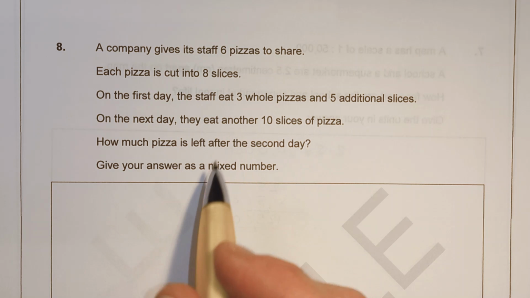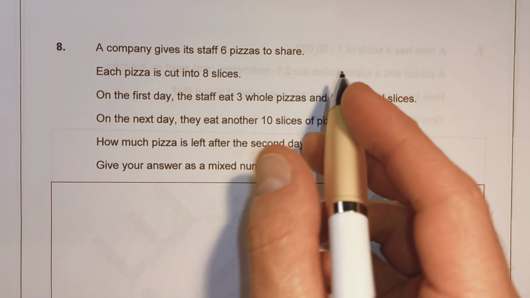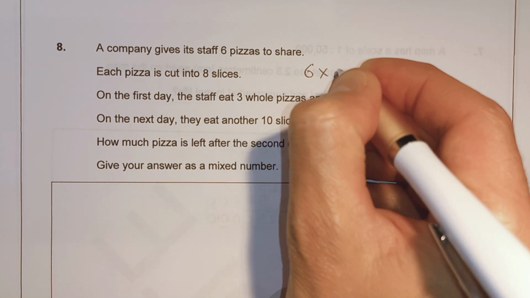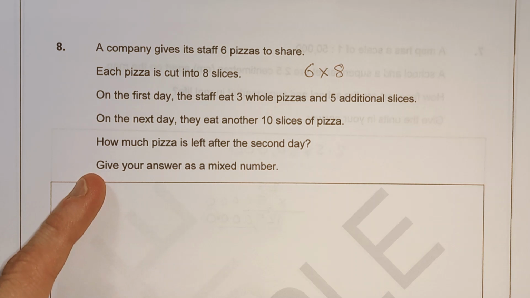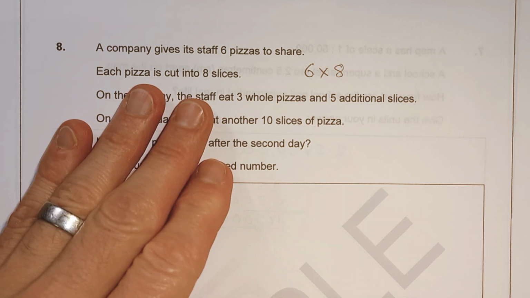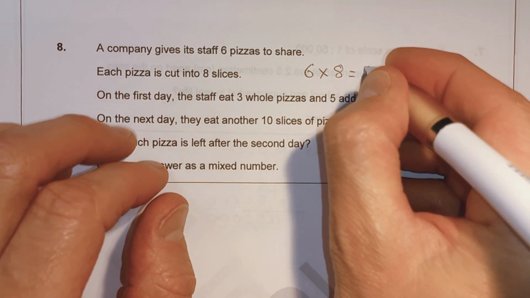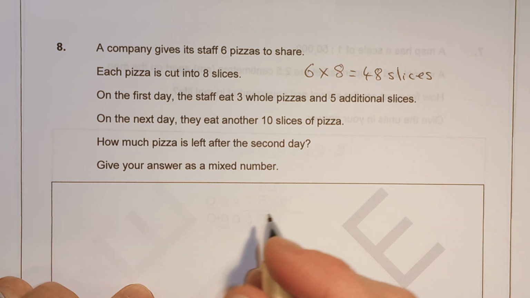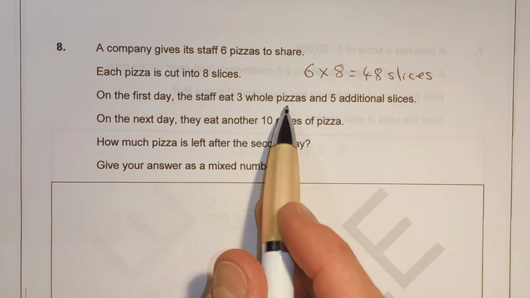Okay, so we're going to start by thinking about how many slices of pizza we've got in total. So we're going to have 6 pizzas cut into 8 slices. So we want 6 times 8. So we've got 8, 16, 24, 32, 40, 48. So we've got 48 slices in total.